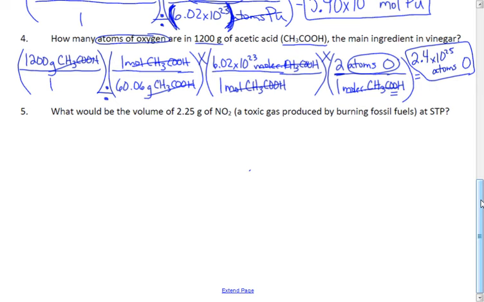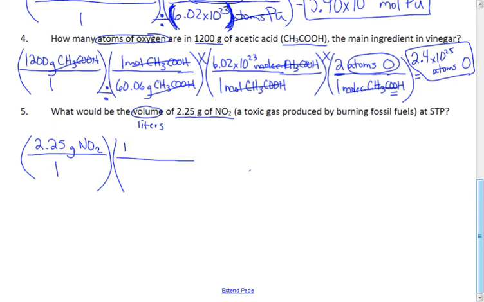Okay, number 5, what would be the volume? So that means that we're looking for liters of 2.25 grams of NO2. So we're going to start with the number in the problem. And think about what's the only thing we can go to from grams. We can go from grams to moles. So in order to do that, we need to find out how much NO2 would weigh on the periodic table. You've got a nitrogen and 2 oxygens. So that's how we would calculate it. And you get 46.01 grams.